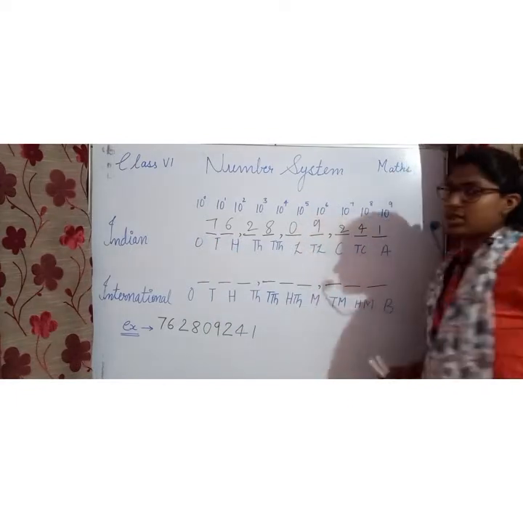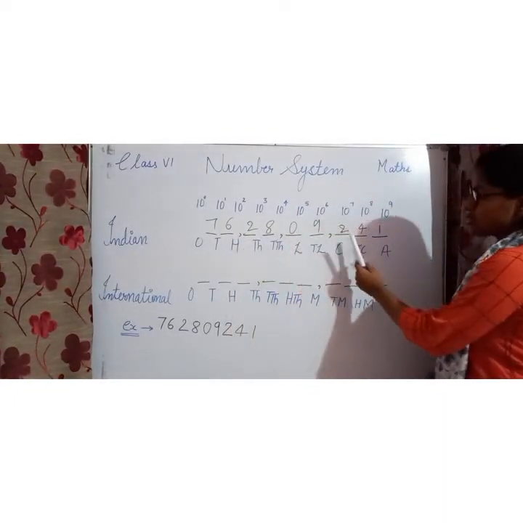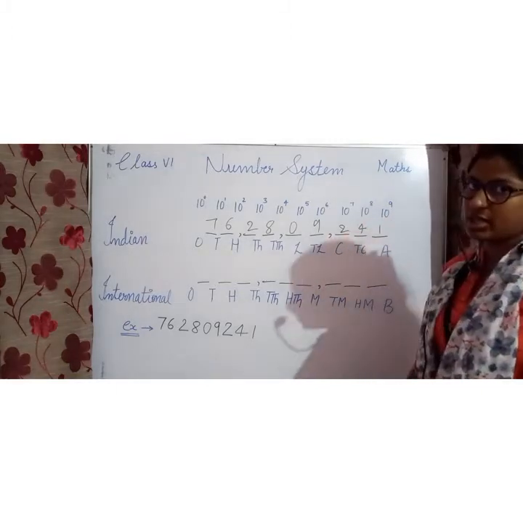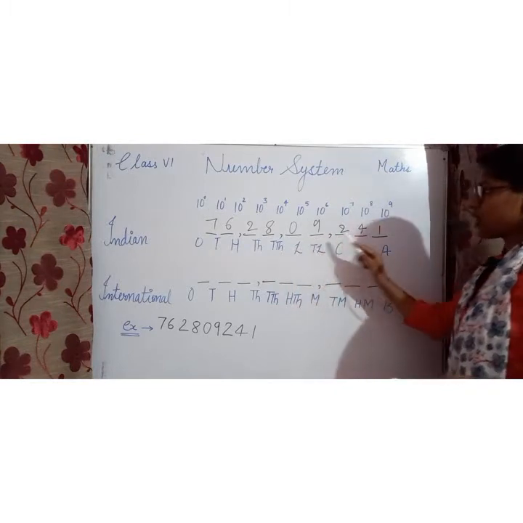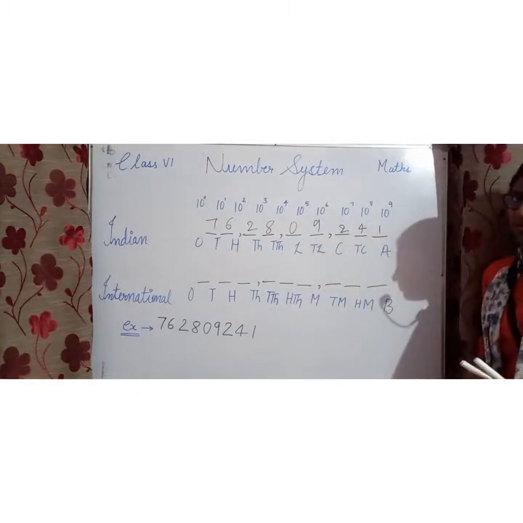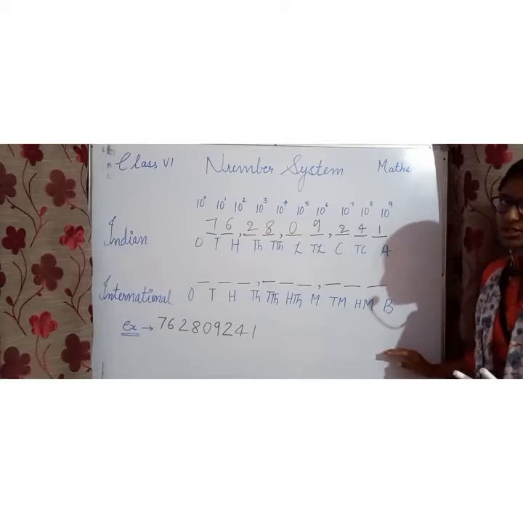So, how can you read it? 76 crore, 28 lakh, 9,241. Again, I am speaking: 76 crore, 28 lakh, 9,241. Clear? But if you are writing the same number in the international number system, how can you read it?